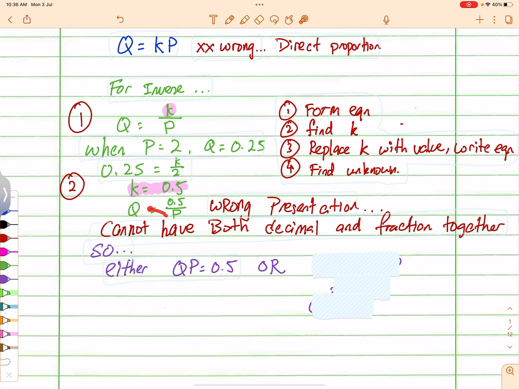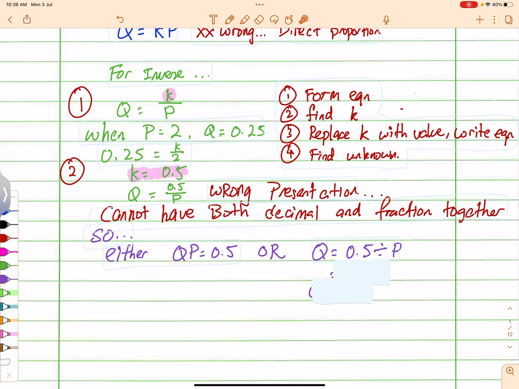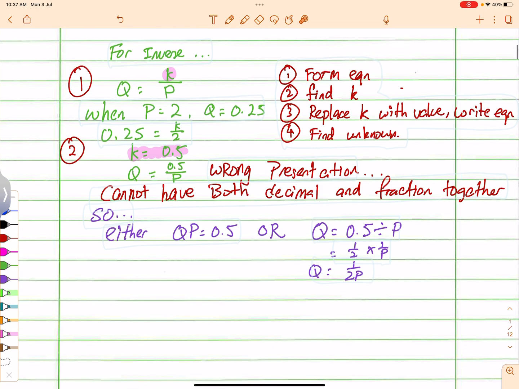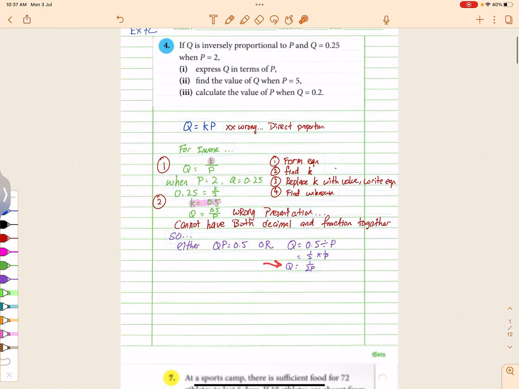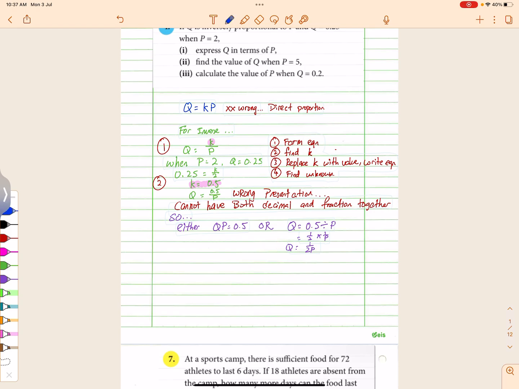Either you take the Q, you multiply over, and you say PQ equals 0.5, or you try and express the divide and change it to a 1, multiplied by 1 over P. 0.5 changed to half, putting together, you get something like that. Alright? Oh dear, I never did part 2 and part 3. So this is actually your step number 3, right? Replace the K with a value.